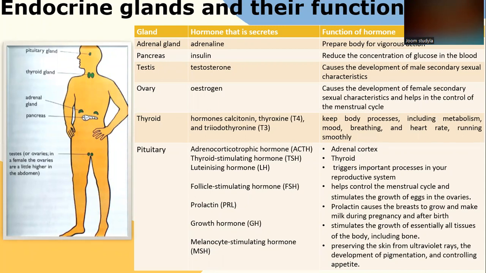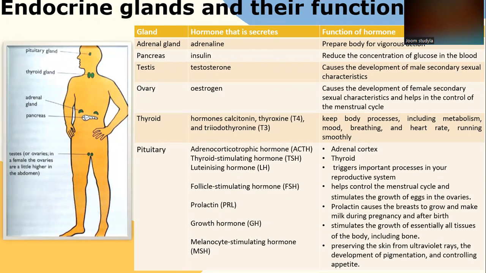From the thyroid, the hormones secreted are calcitonin, thyroxine (T4), and triiodothyronine (T3). The function of these hormones is to keep body processes, including metabolism, mood, breathing, and heart rate, running smoothly. The pituitary secretes various hormones. You can see ACTH, whose target is the adrenal cortex.